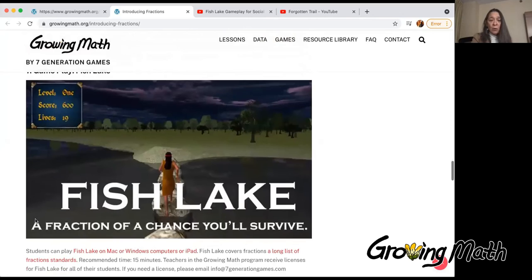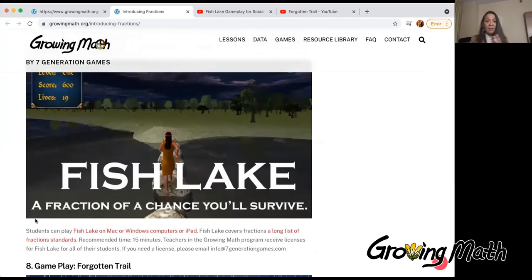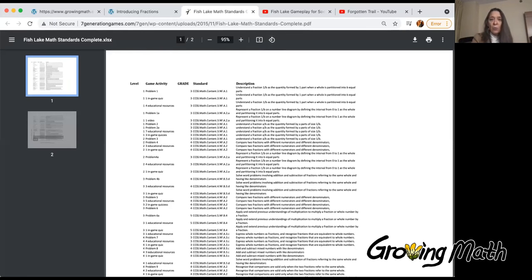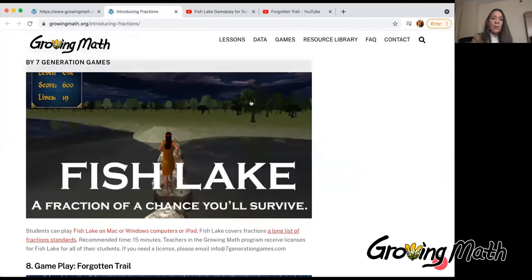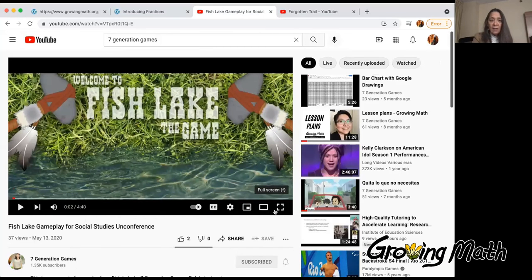So the Fish Lake game you can play if you have iPads or computers in your classroom, that is Mac, Windows computers, or iPads. And that also has a very long list of standards that are taught in that game. We are definitely not going to go through all of those. But fortunately for us, the very beginning of the game covers the exact standards that you're covering in this lesson. What is a fraction, numerator, denominator, adding up unit fractions. So I'll give you a look at what the Fish Lake game looks like really quickly.